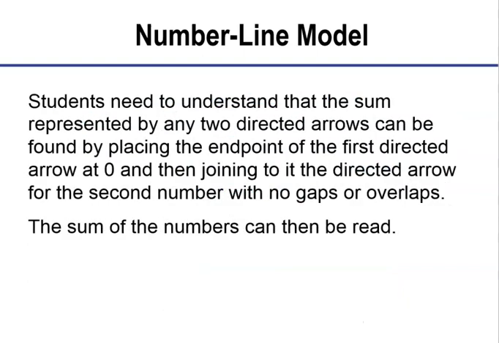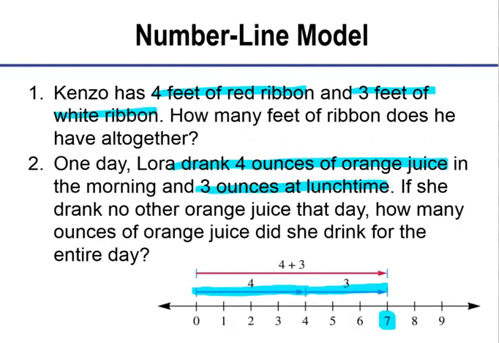Considering the number line model, students need to understand that the sum represented by any 2 directed arrows can be found by placing the endpoint of the first directed arrow at 0, and then joining to it the directed arrow for the second number with no gaps or overlaps. The sum of the numbers can be read. So again, if we look at the picture, that's exactly what happened. We connected the first arrow starting at 0 and then to 4. And then if I change colors on you, the second arrow starting at 4, 3 units long, and that gave us our result of 7, just like it said.